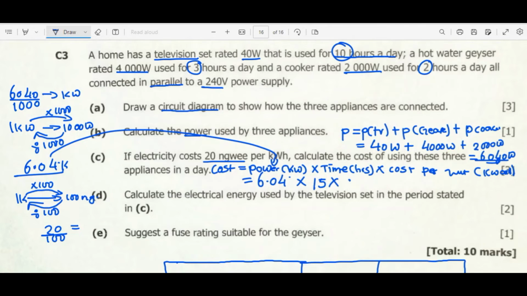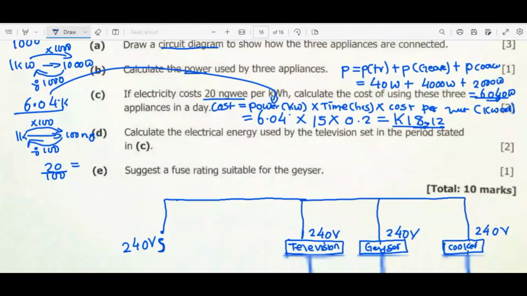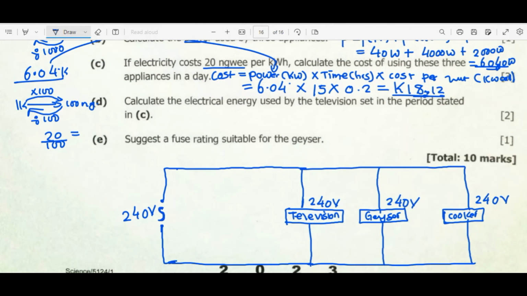So that is the number that I'm going to use here. So 0.2 times 15 times 6.04. So I'm getting 18.12 as the total amount of money used. Then we move on to question D.